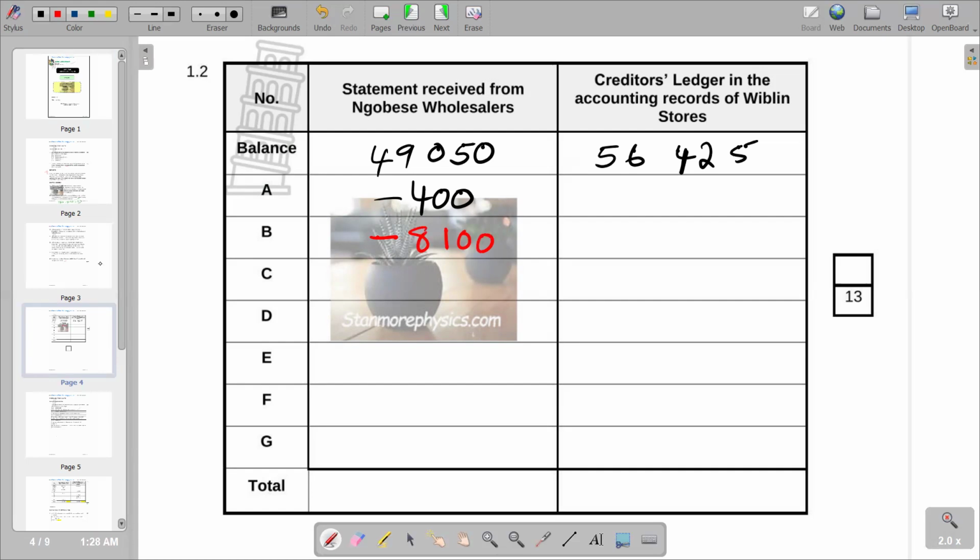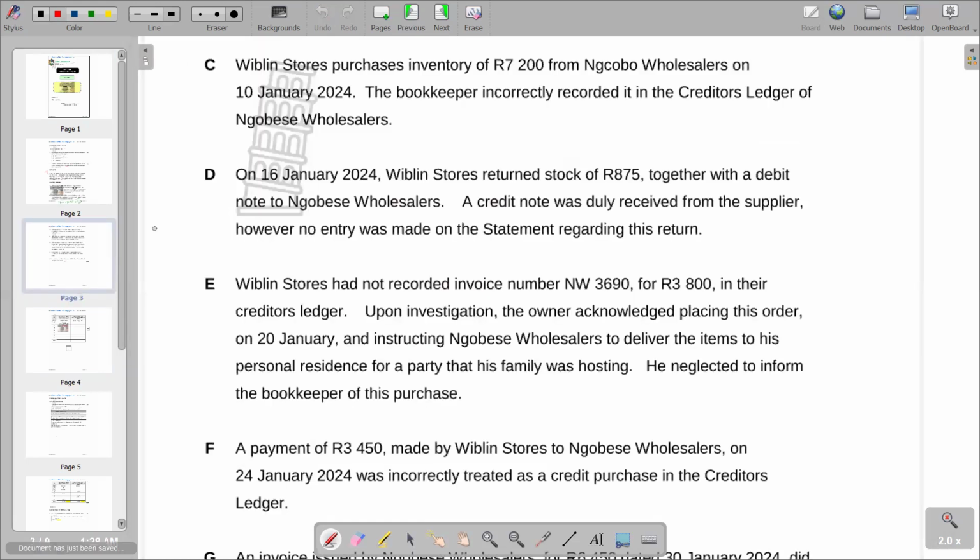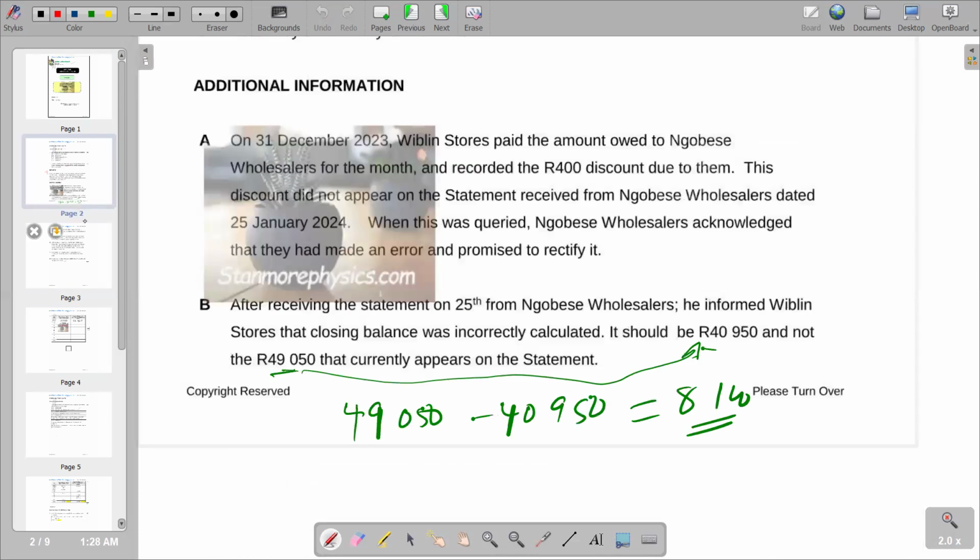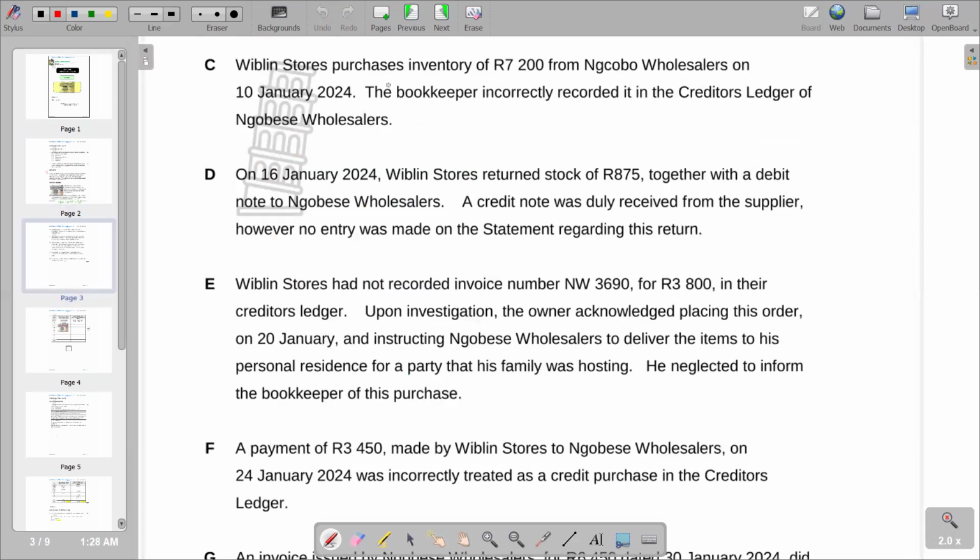The next adjustment that we have, we're on B, so we're going to the next one, which is C, saying Weebly Stores purchased goods of 7,200 from Global Wholesalers on 10 January 2024. The bookkeeper incorrectly recorded it in the creditors ledger of Global Wholesalers. So you see that this was purchased from one wholesaler, but it was recorded under another. So the error is in the creditors ledger, and it's actually indicated. So we're going to correct the creditors ledger column.